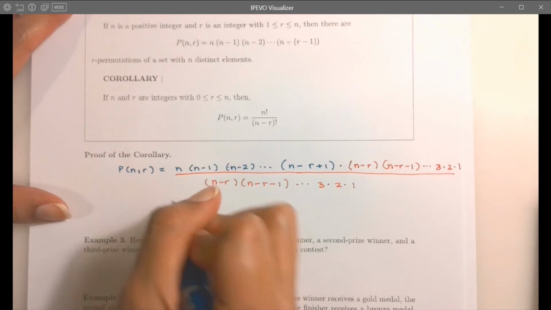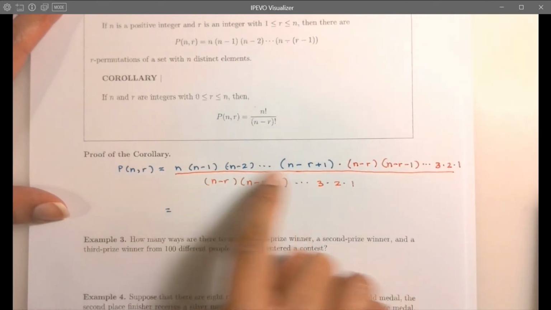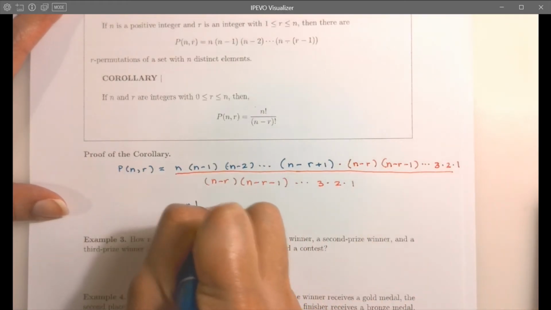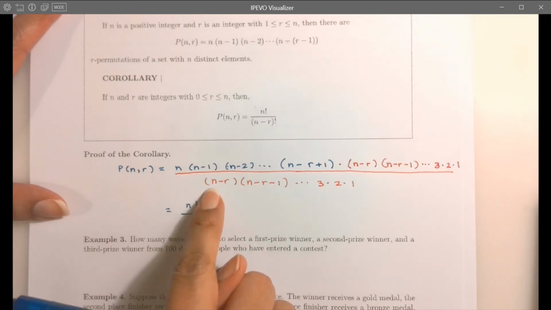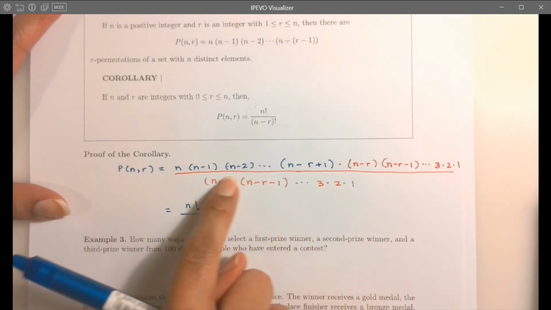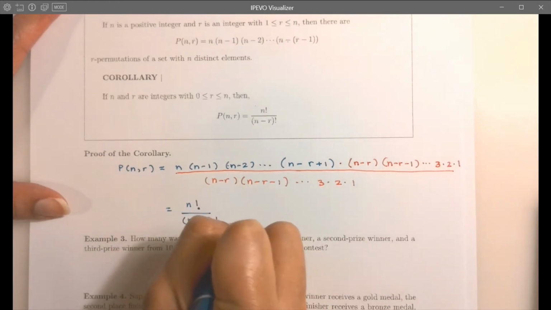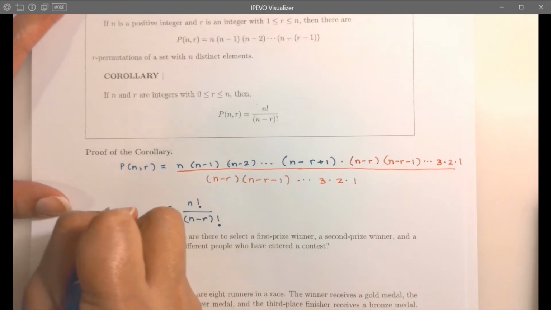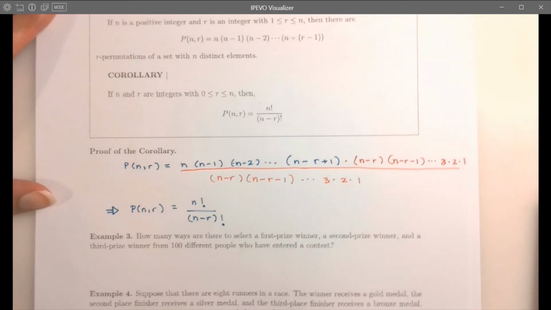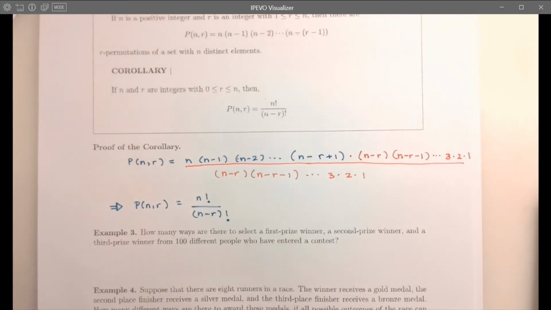Okay, so what happens in the numerator? In the numerator, we're now multiplying every integer from n all the way down to 1. So that's simply n factorial. And in the denominator, we're multiplying all of the integers from 1 all the way up to n minus r. So this is n minus r factorial. And that is the claim of the corollary, that the number of r-permutations will be given by n factorial over n minus r factorial.